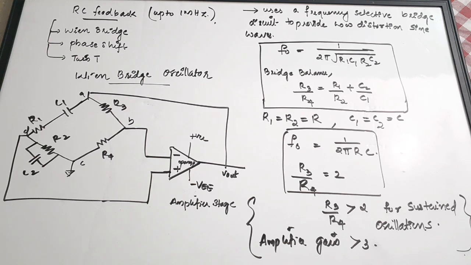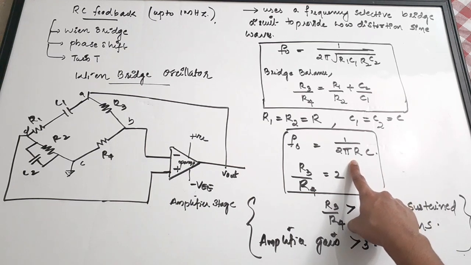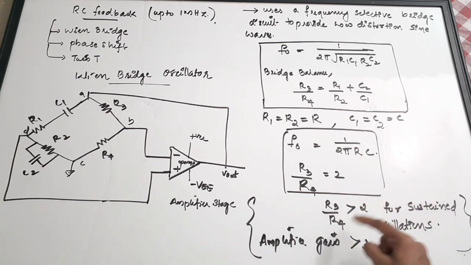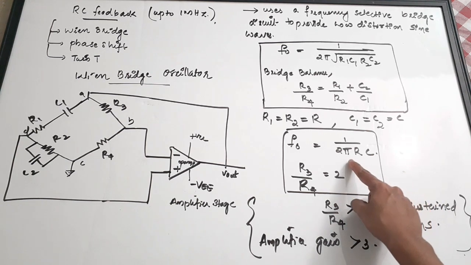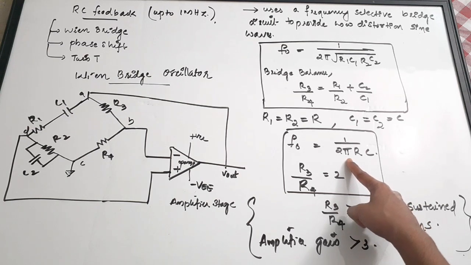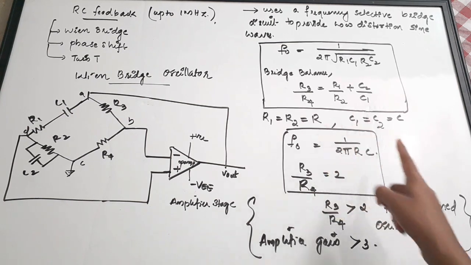If R3 by R4 is greater than 2, then it will produce sufficient loop gain for the circuit to oscillate at the frequency equal to f0. f0 is equal to 1 by 2 pi RC. So if R3 by R4 is greater than 2, then it will have sufficient gain to oscillate at this frequency.